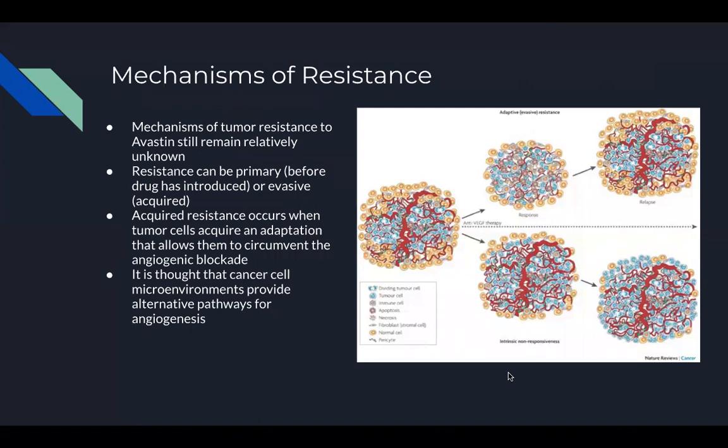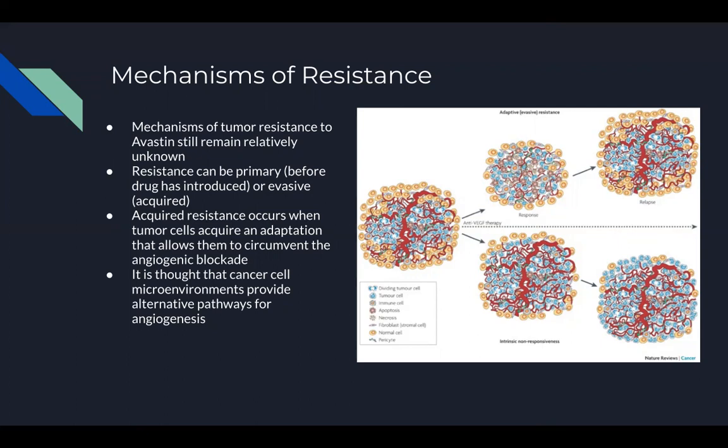Mechanisms of resistance. Mechanisms of tumor resistance to Avastin still remain relatively unknown. Resistance can be primary, taking place before the drug has been introduced, or evasive, meaning that the resistance was acquired. Acquired resistance occurs when tumor cells acquire an adaptation that allows them to circumvent the angiogenic blockade. It is thought that cancer cell microenvironments provide alternative pathways for angiogenesis.